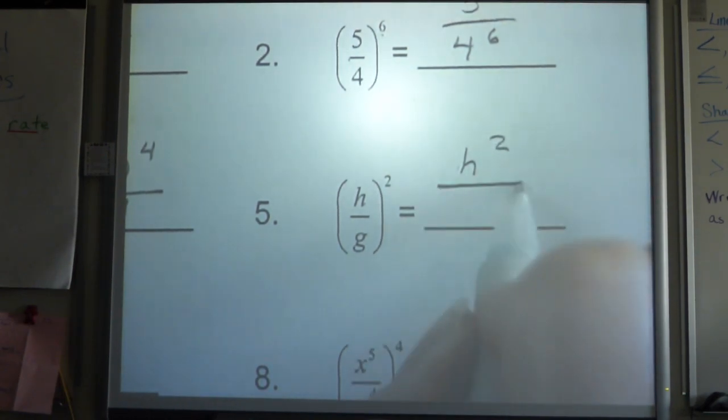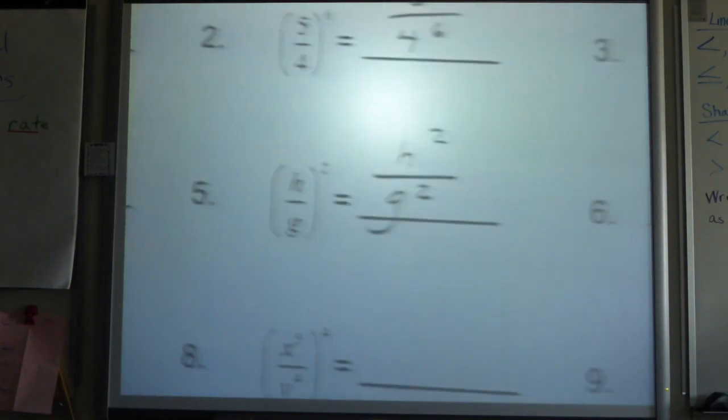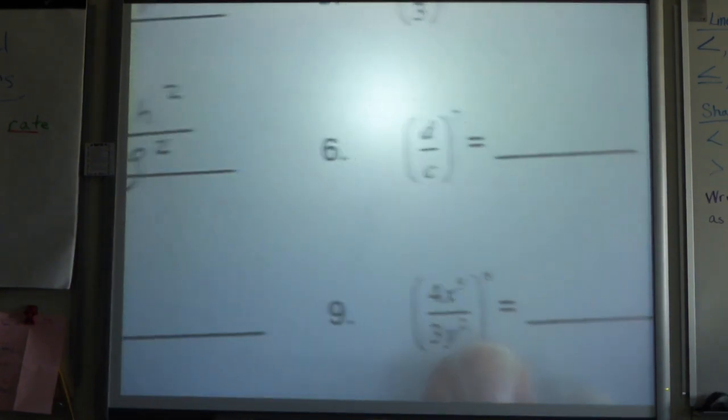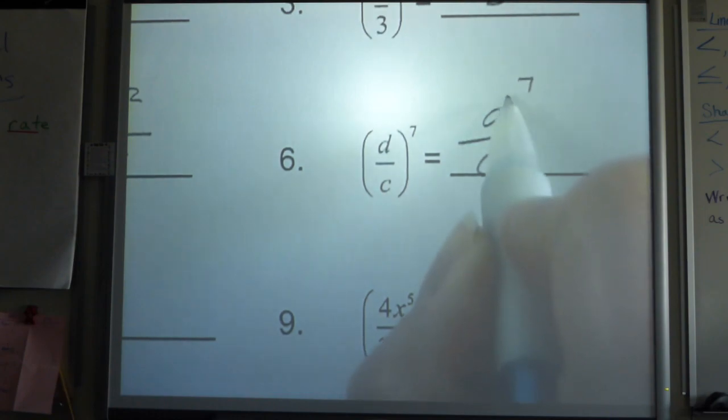H squared over G squared. Nice job. Number 6. D over C, all to the 7th, will simplify to what, boys and girls? D to the 7th over C to the 7th. Nice.